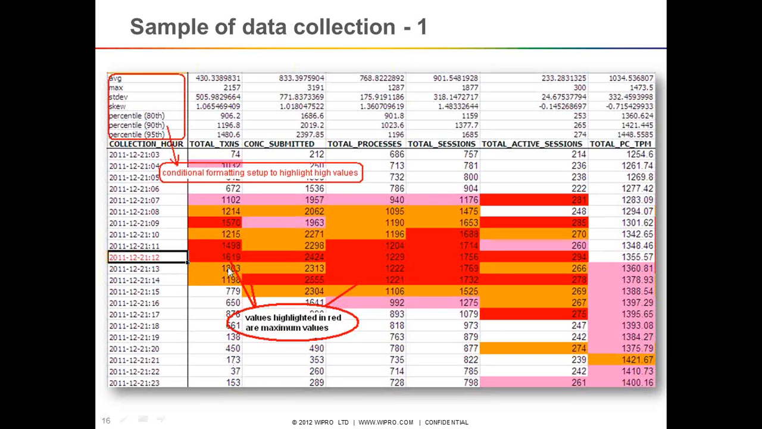So what we're doing is keeping a real-time data collection happening on the server. Total transactions means all the transactions happening from the website angle. Concurrent jobs means only the batch job angle. Total processes means all the processes being submitted. Sessions means active sessions open on the server, and total active sessions open over here.